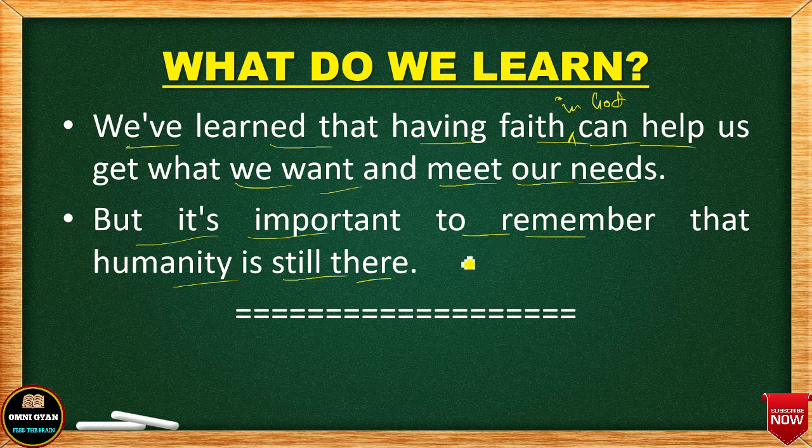God will not come. And it is said that because God could not come, that is why he has sent human beings on earth for our help. So along with God, we must have faith in human beings, in humanity also, because humanity is still there. So these are the two things that we learn from the story.